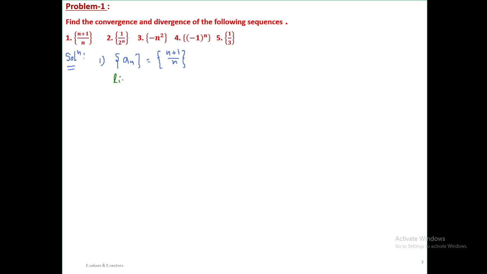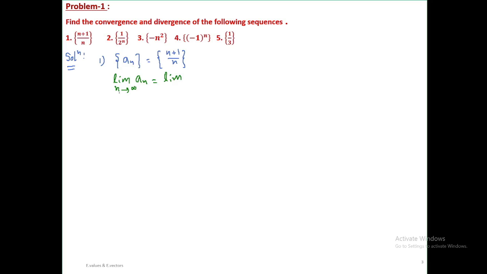So limit as n becomes large of an. The geometrical meaning of limit or convergence is this: as n becomes large, what is the number of that sequence? For example, n is equal to 1. What is this number? Substitute 1 here: 1 plus 1, 2 by 1. So first number is 2 by 1. What is the second number? Substitute n is equal to 2, then we will get 3 by 2. So the second number of the sequence is 3 by 2.